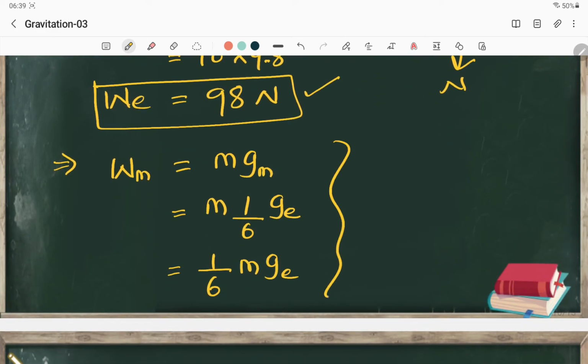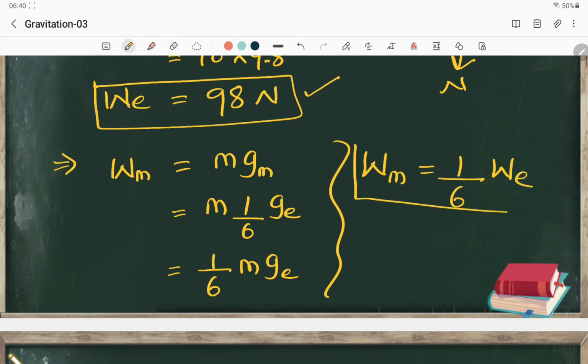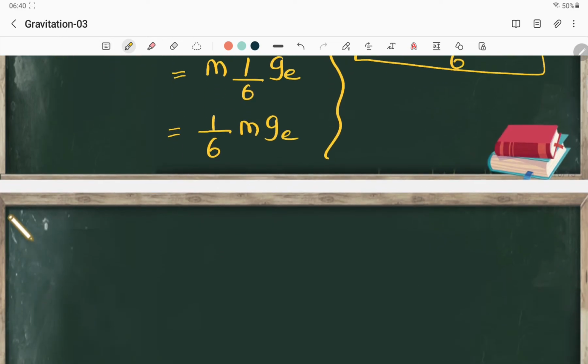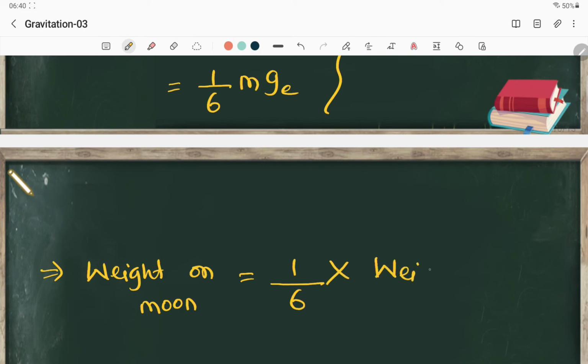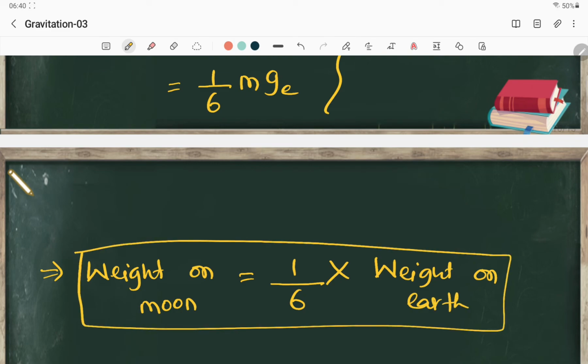So what I am trying to say here is weight of any body on the moon is equal to 1 by 6 times the weight of the same body on earth. This is very, very important. If you want, I can write it in the form of a sentence: weight on moon is equal to 1 by 6 times weight on earth. Whatever weight is on the earth, you have to take 1/6 of it to find its weight on moon.